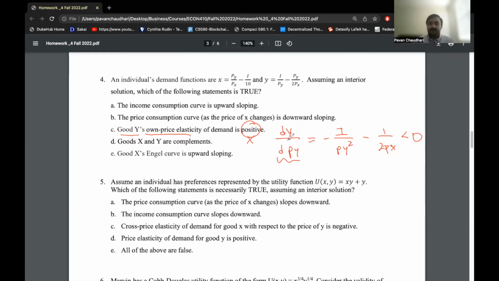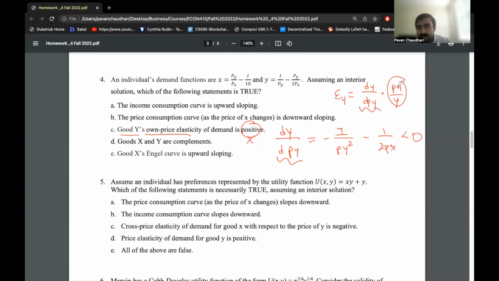You might wonder why we're looking at only the derivative when it's asking about the whole elasticity formula, right? So the whole elasticity here for y is dy/dpy times py over y, right?